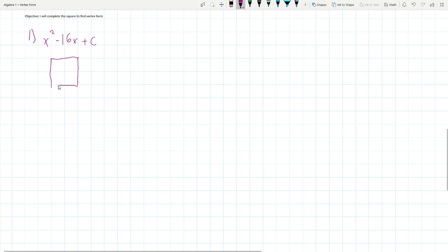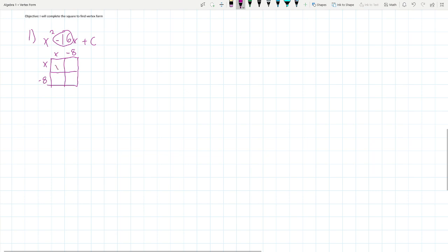So if I draw my table, and I can break this up. Okay, this x squared I know becomes x and x. That's just what we've been dealing with a lot. What I want to put in these other locations is half of this 16. And so in this case, it's negative 8.